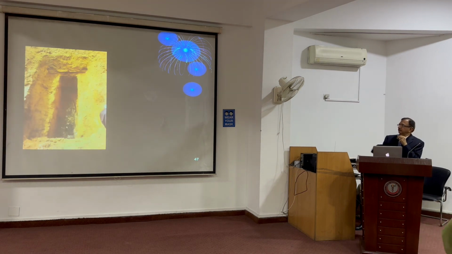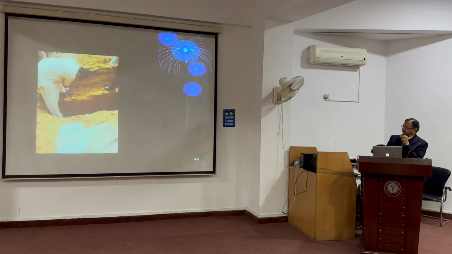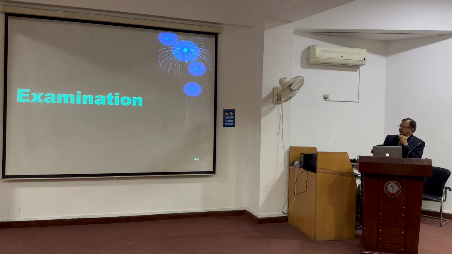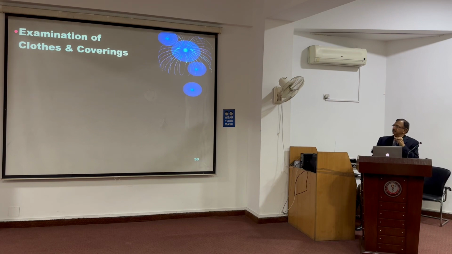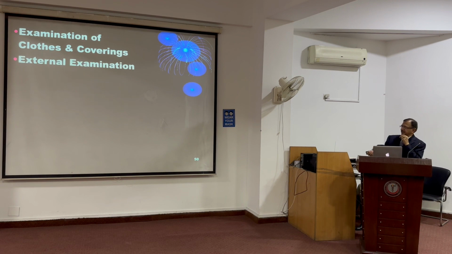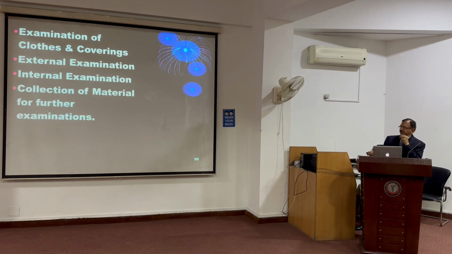So this is how the grave looks; you can see the body down there. Then the dimensions of the grave are noted down, how deep and how wide. Then the examination procedure is the same as we do at autopsy: external examination of the clothes, that is the shroud, which is the covering of the body, and external examination of the body, internal examination, and collection of material. It is needed in exhumation.